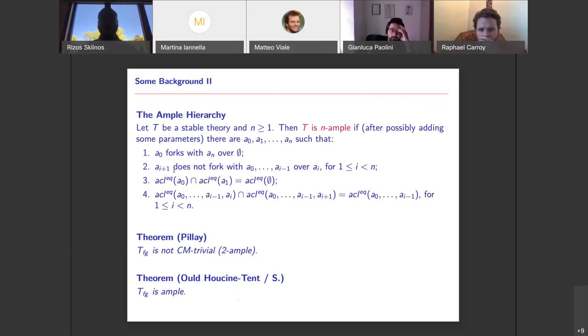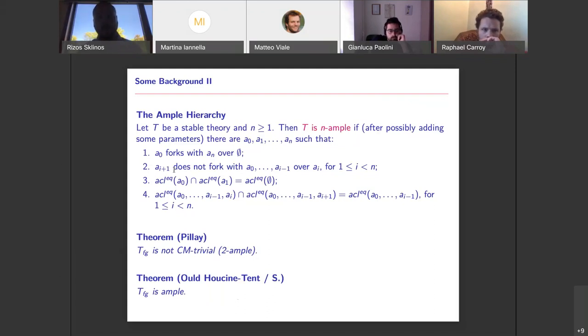Although, as I said, these notions, one baseness or local modularity, CM triviality or not two ampleness, were introduced in the context of strongly minimal sets. Still, they make sense for arbitrary stable theories, and the modern way of understanding the ampleness hierarchy is exactly what I said before: what's the complexity of forking independence in a stable theory. So for example, in the first level of the hierarchy, one base theories, we find abelian groups and vector spaces.